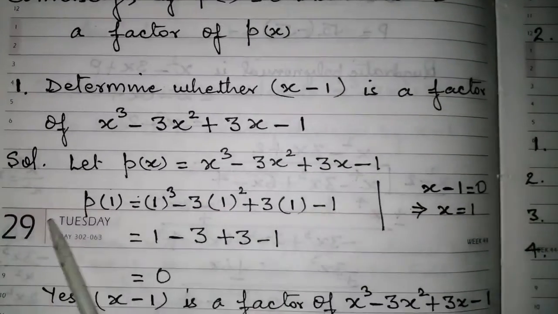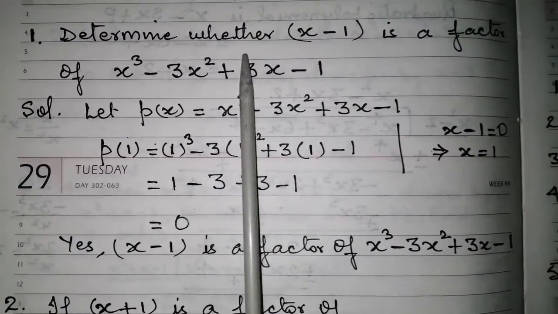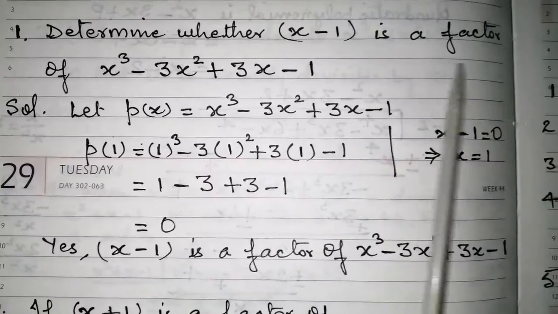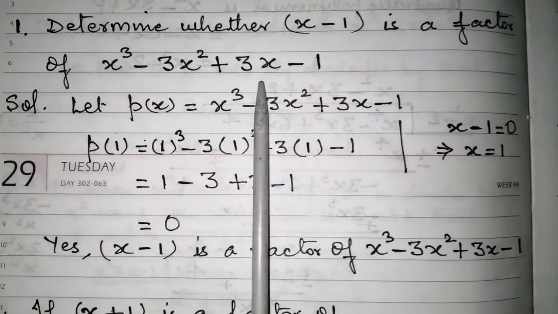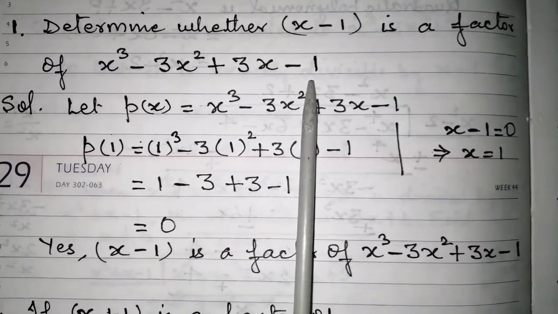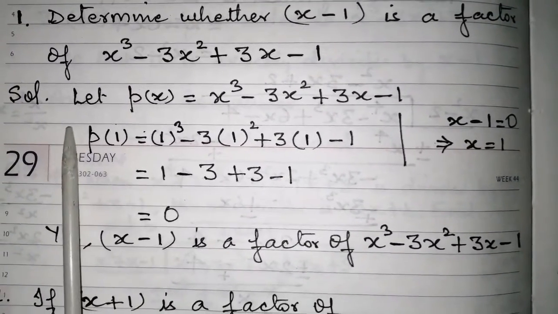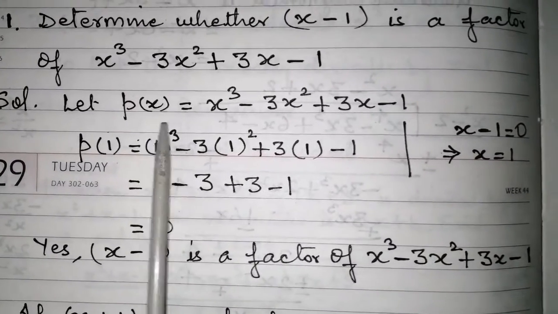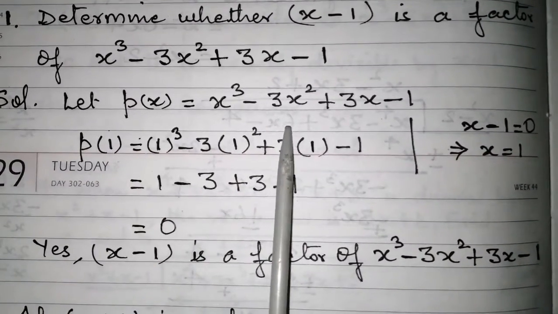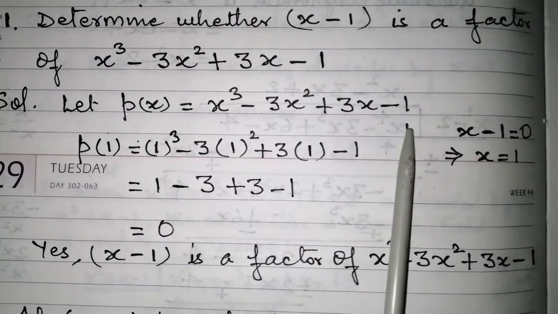Now I come to its application. First question: determine whether x minus 1 is a factor of x cube minus 3x square plus 3x minus 1. Right? So I come to the solution. Because this is a polynomial in x, let p of x be equal to x cube minus 3x square plus 3x minus 1.